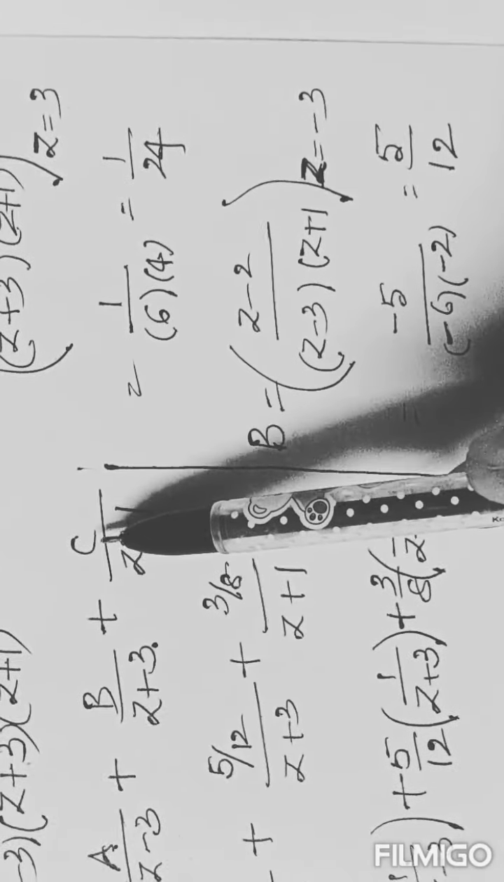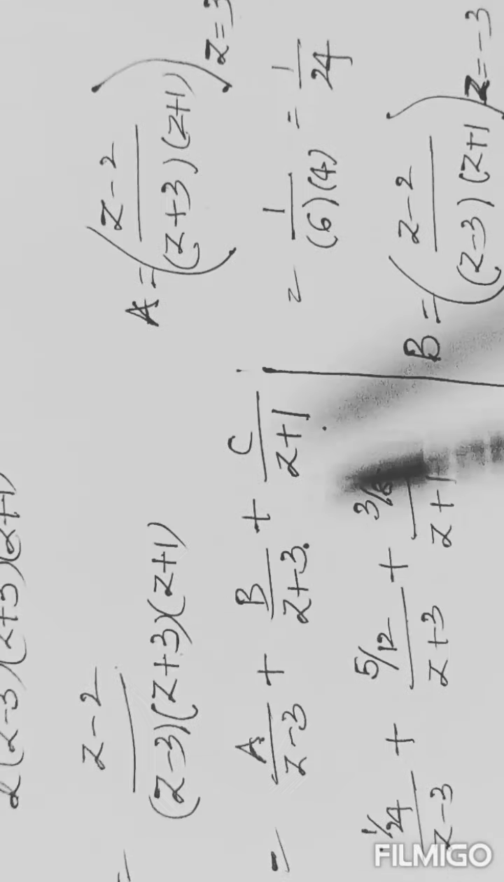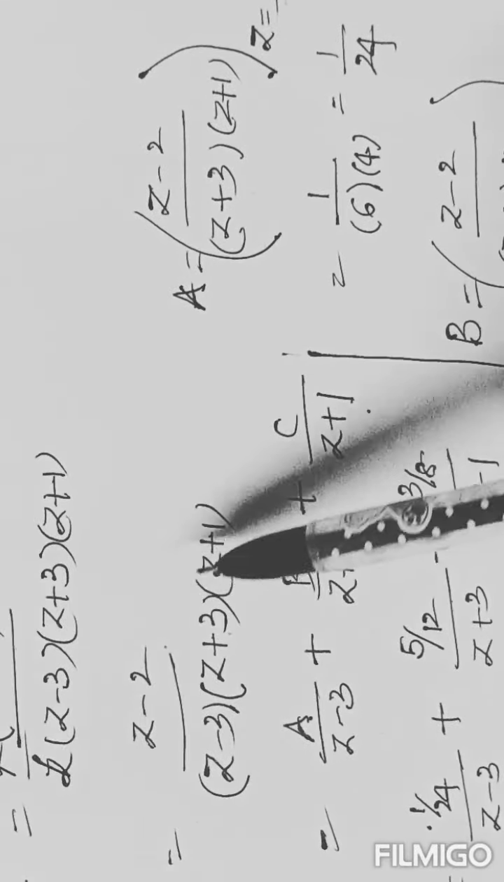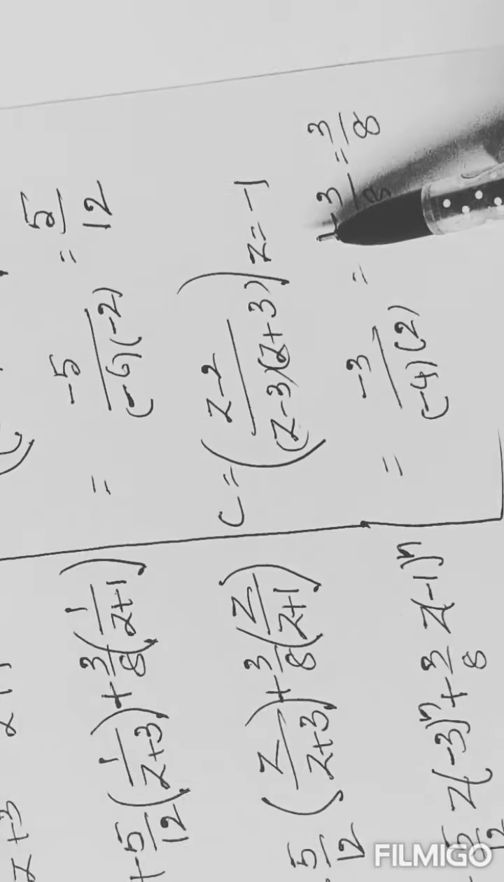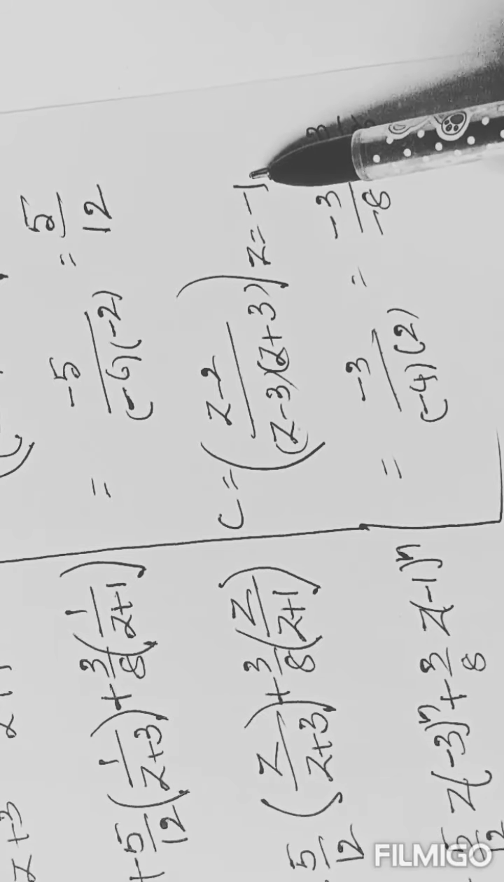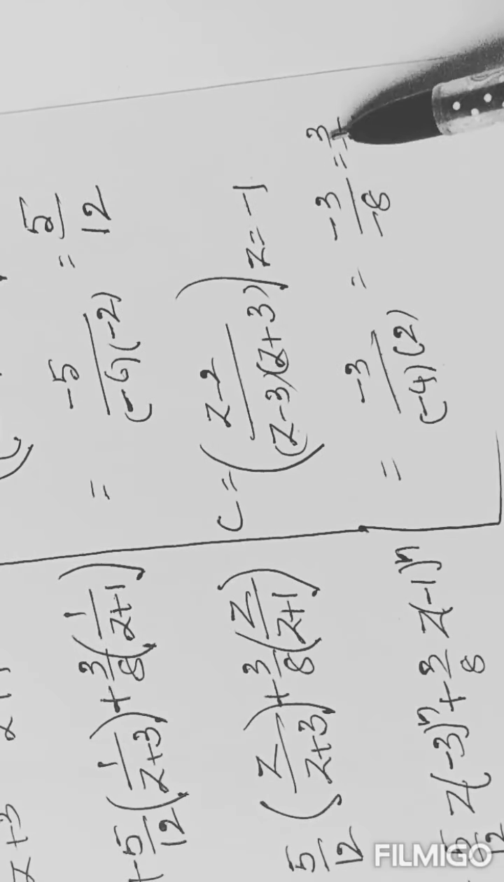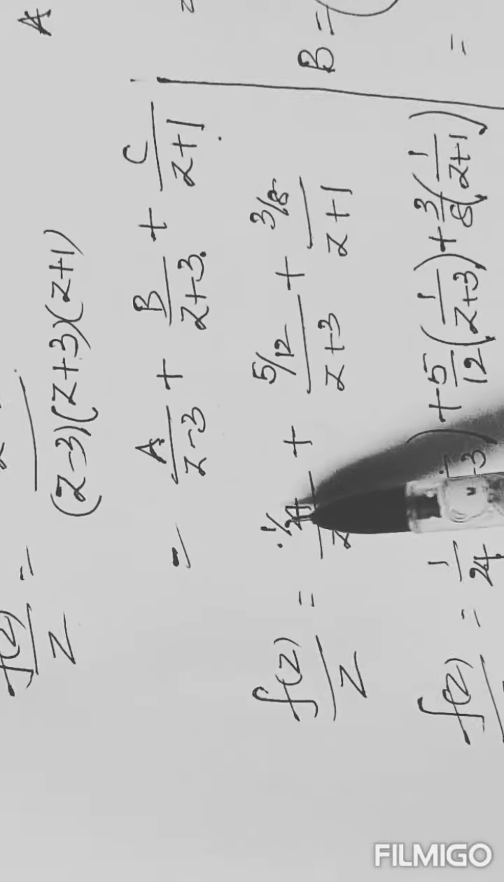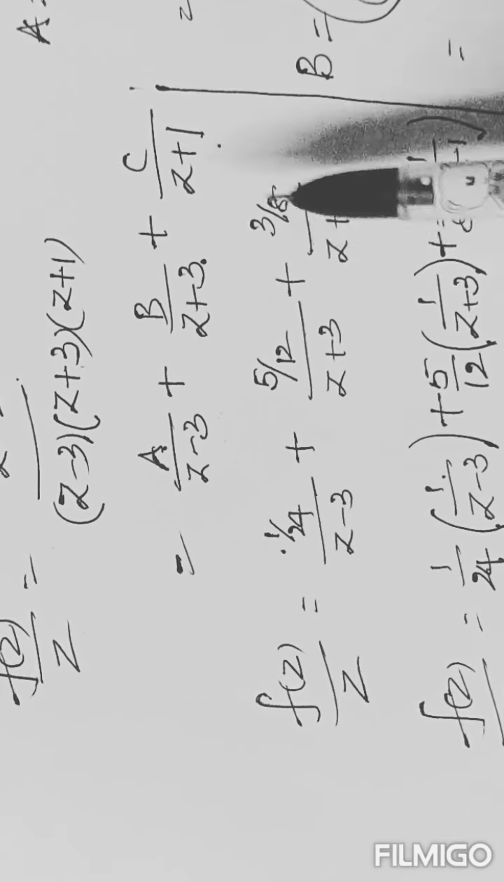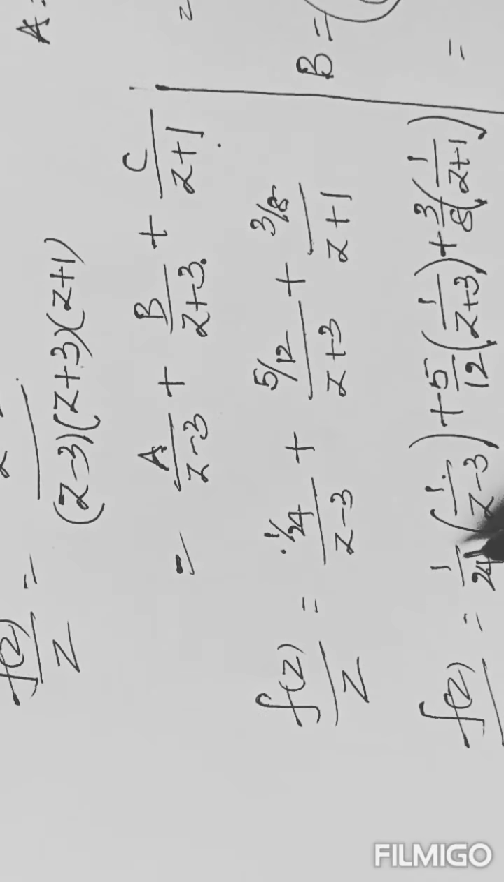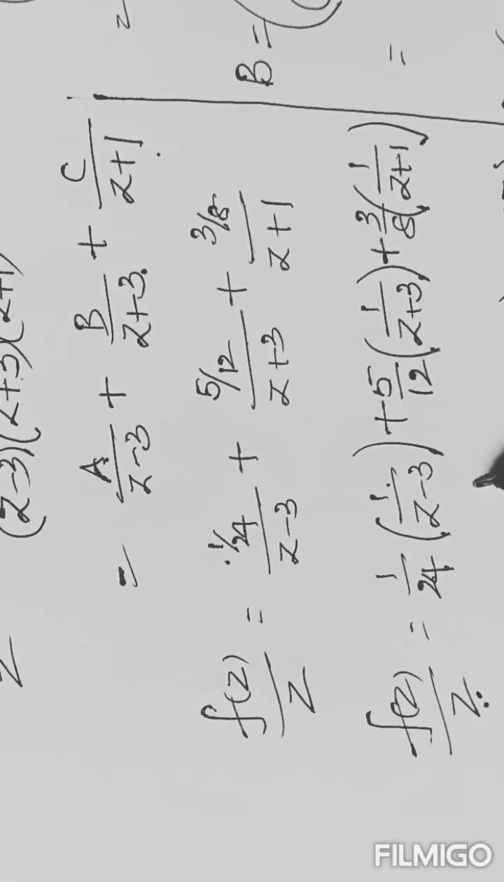And then constant C. Here also, how to find C? To get C, write the complete fraction except Z plus 1 only. From Z plus 1, Z is minus 1. By writing Z equal to minus 1, the value of C is 3 by 8. Now A is 1 by 24, B is 5 by 12, C is 3 by 8. After that, the same fraction can be written as 1 by 24 into 1 by Z minus 3 plus 5 by 12 into 1 by Z plus 3 plus 3 by 8 into 1 by Z plus 1.